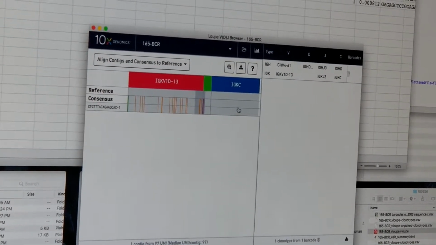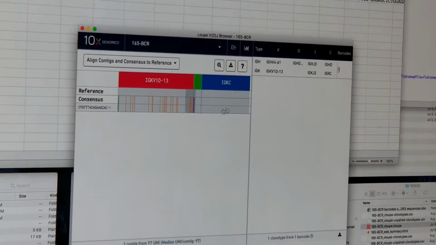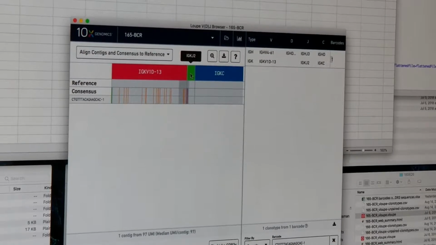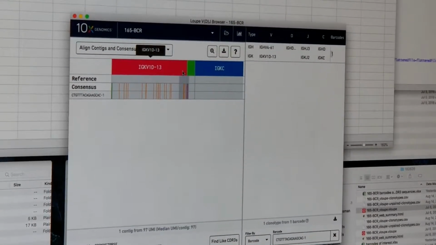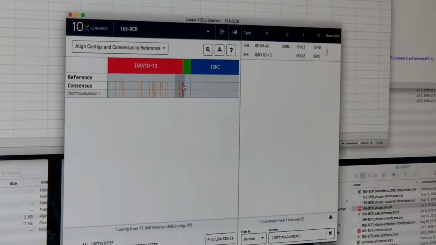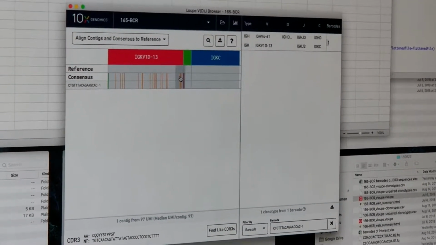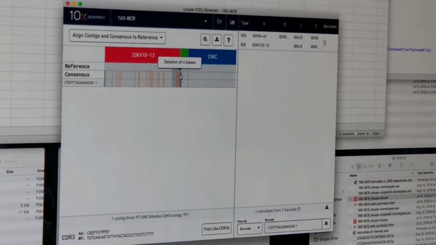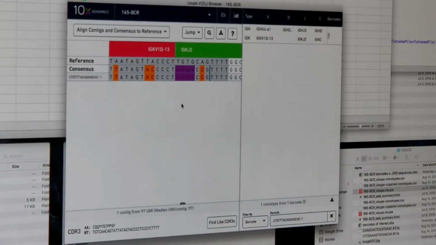So like, here's the kappa C. Nothing's out here. This is your J2. So there's some deletions here, insertions, mismatches. How do you zero in on that? So I'm about to figure out if I click on that, it takes me there.